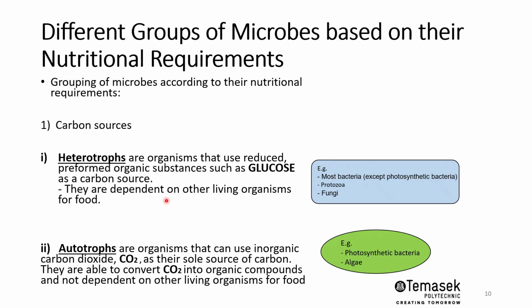In terms of autotrophs, autotrophs are self-feeding. They use inorganic carbon dioxide as their source of carbon. Examples of this are your photosynthetic bacteria and your algae. They have the capacity to convert carbon dioxide into organic compounds, and they are not dependent nutritionally on other living organisms. So autotrophs are actually self-feeders. They don't feed on themselves, but they are independent organisms.